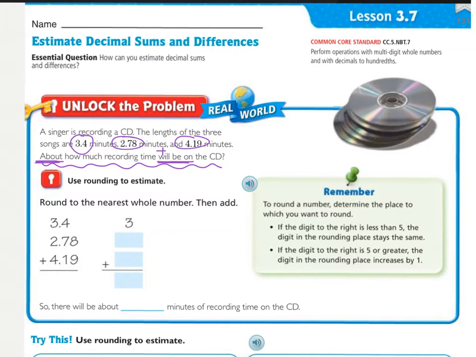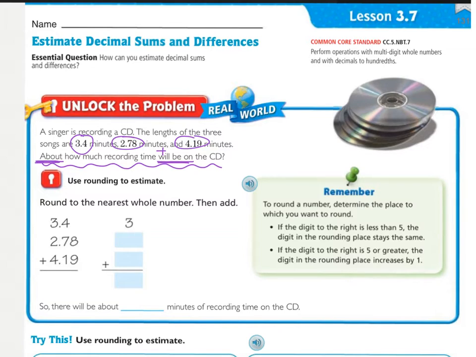You should have squiggle underlined the last sentence about how much recording time will be on the CD, circled the length of the 3 songs, and then underlined the word about to tell us that they don't want the actual, they just want something that's close or an estimate. And then I underline will be on because that's telling me I'm putting them all together, so I am adding.